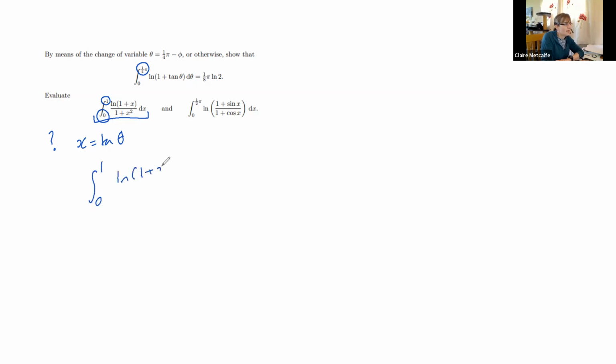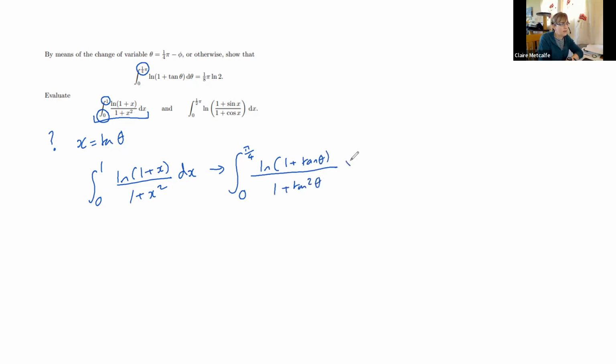Log of 1 plus x over 1 plus x squared dx. Okay, using the substitution, when x equals 0, theta equals 0. When x equals 1, theta equals pi by 4. This becomes log of 1 plus tan theta. The bottom becomes 1 plus tan squared theta. And then when we differentiate, we've got x equals tan theta, so dx by d theta is sec squared theta.